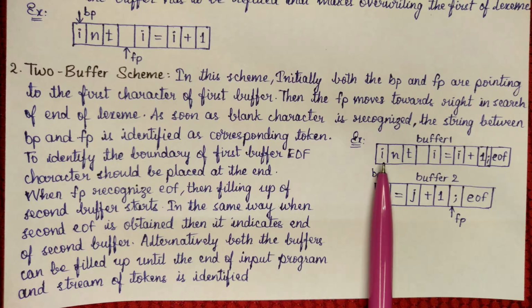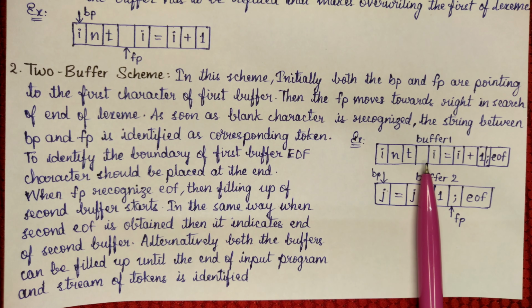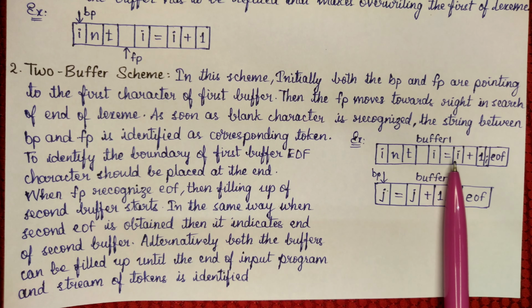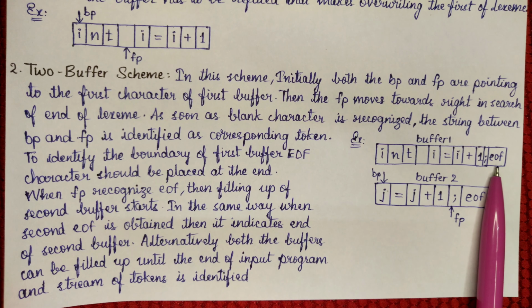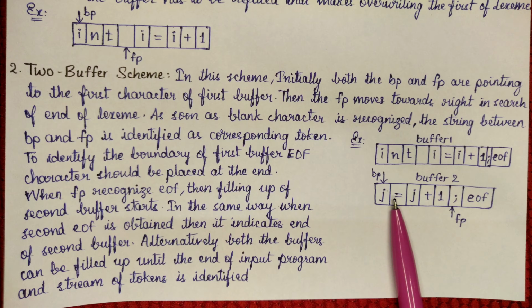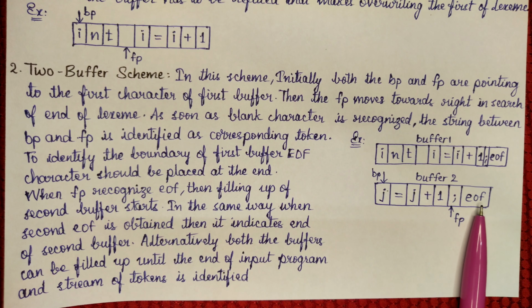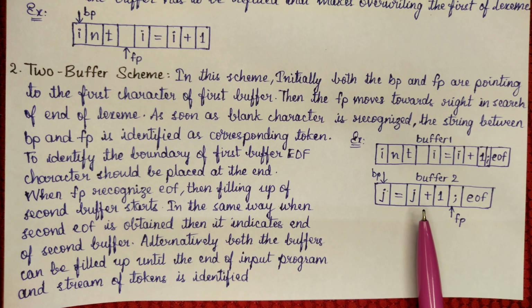Initially, both the begin pointer and forward pointer are pointing to the first character of the first buffer. Then the forward pointer moves towards the right in search of white space or the sentinel character. The sentinel character is the EOF marker. Then the analyzer switches to the other buffer, that means the second buffer. Same as the first buffer, if the second EOF is obtained, then it indicates the end of the second buffer. Alternatively, both the buffers can be filled up until the end of the input program and the stream of tokens is identified. So let's see an example for this.